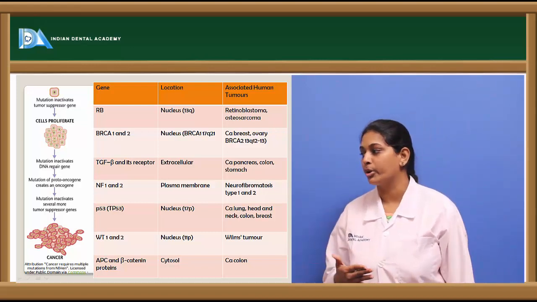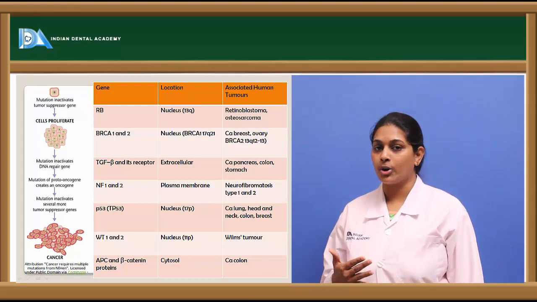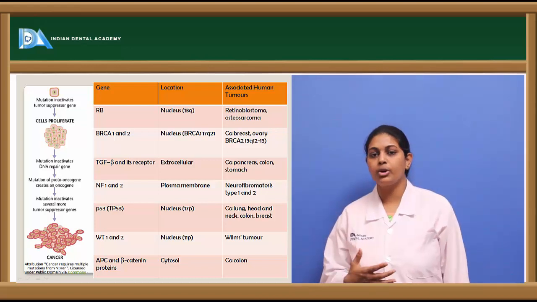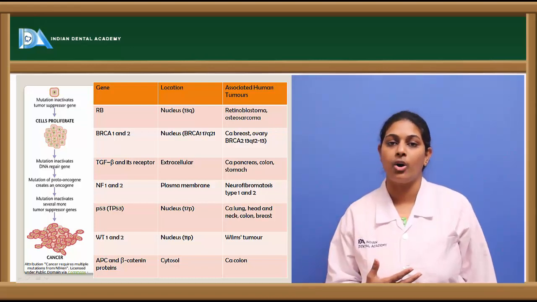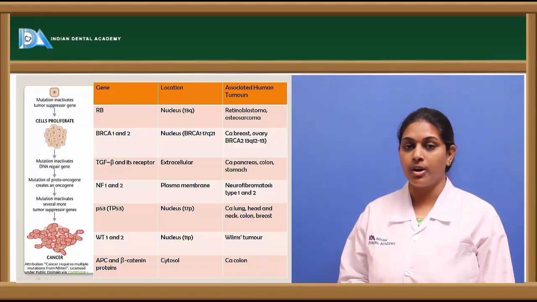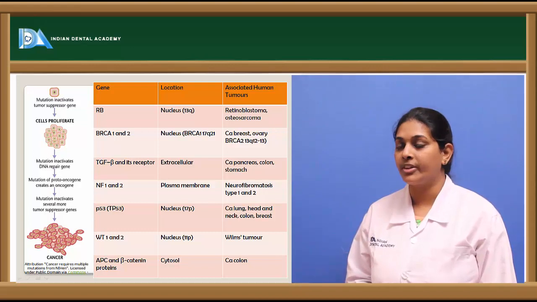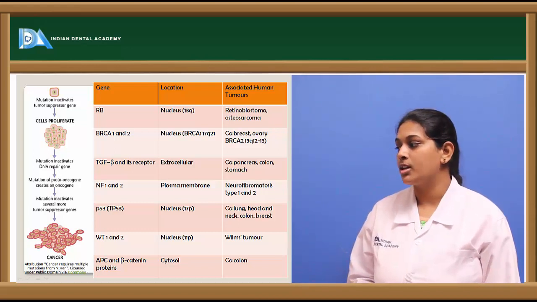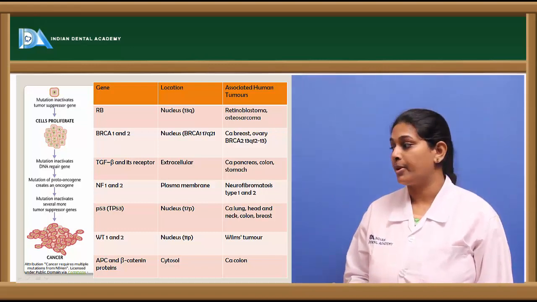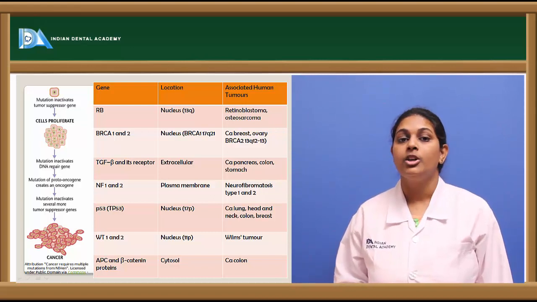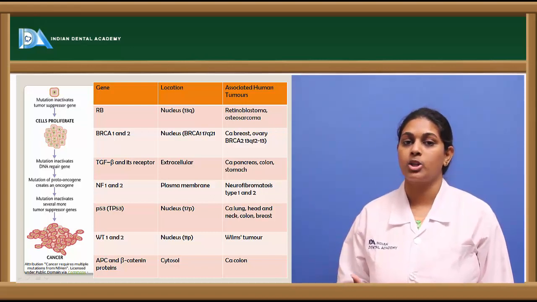So mutation of proto-oncogenes creates an oncogene. The proto-oncogene gets converted into an oncogene, which regulates the proliferation or growth of the tumor cell, and this causes the inactivation of the tumor suppressor gene and results in the formation of a tumor mass, resulting in cancer.